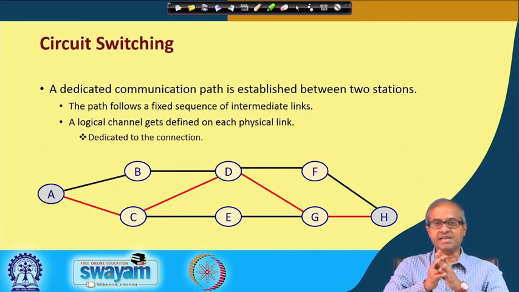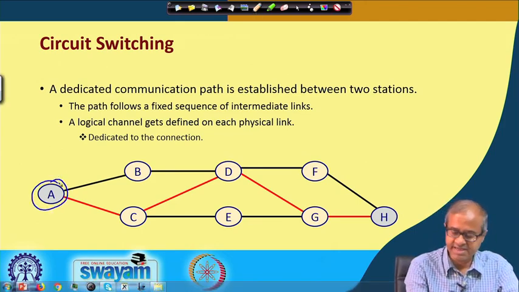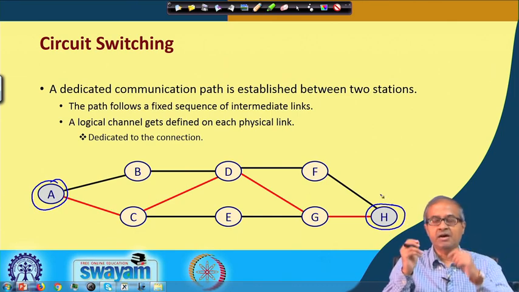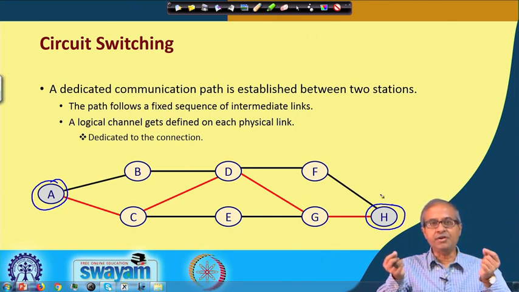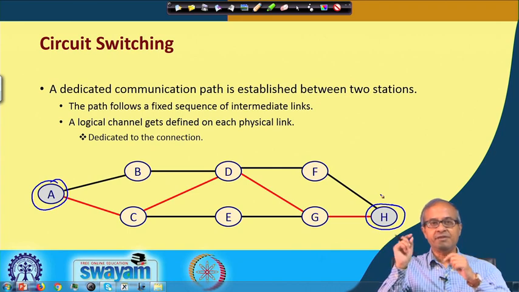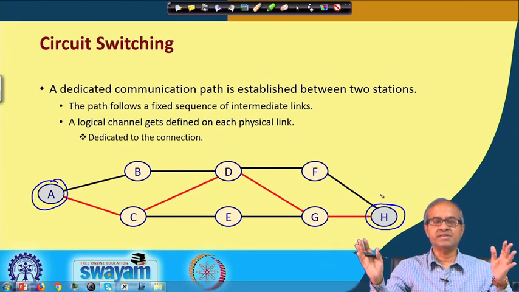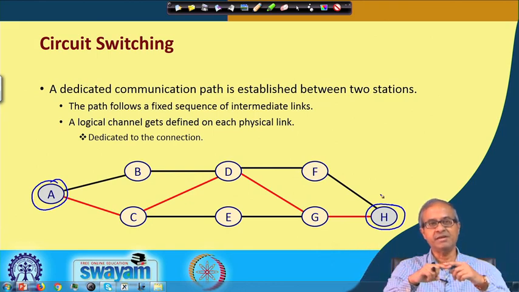Talking about circuit switching, whenever you want to communicate between two nodes, again I am talking about this A and H, what we are saying is that we are establishing a circuit or a dedicated path for the communication. If you think of our old analog telephone systems, when we used to dial a number, then a dedicated copper path used to get established from the caller to the person you are calling. Similar is the case here.